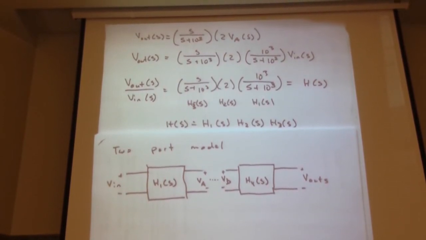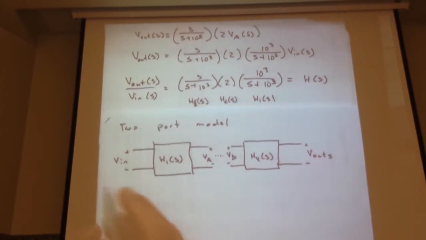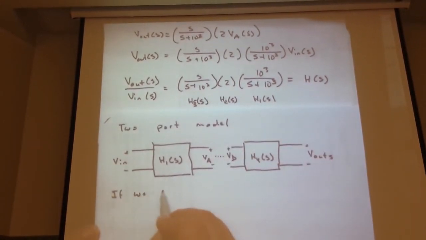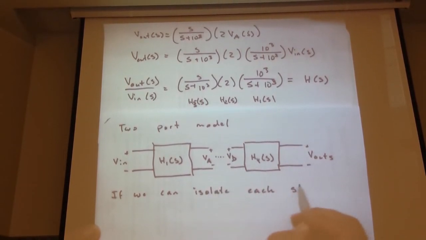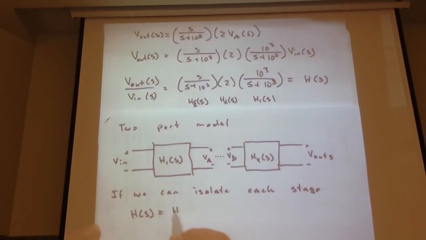If you can isolate each stage independently, find the transfer function for each stage, they multiply together. That's the moral of the story. If you can do that, of course. So, if we can isolate each stage, then H of S equals H1 of S times H2 of S times dot, dot, dot, H whatever, N of S. If you can isolate each stage.